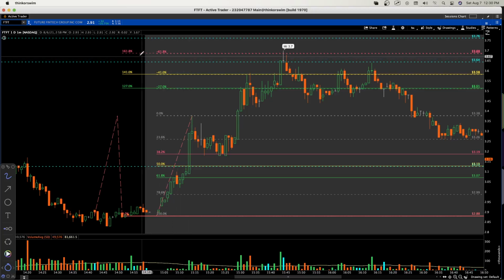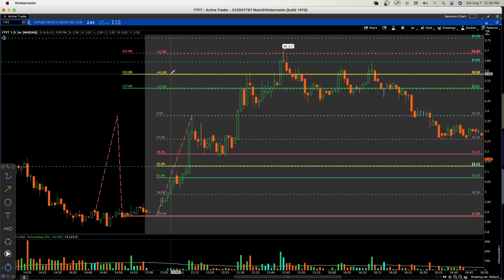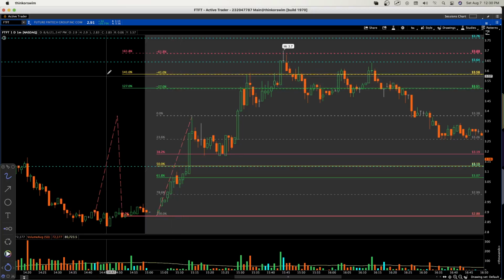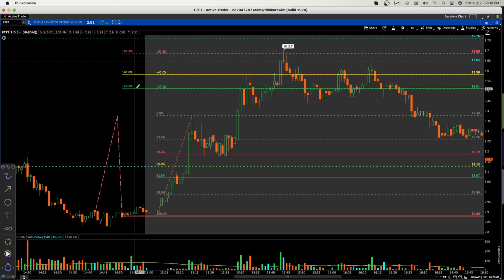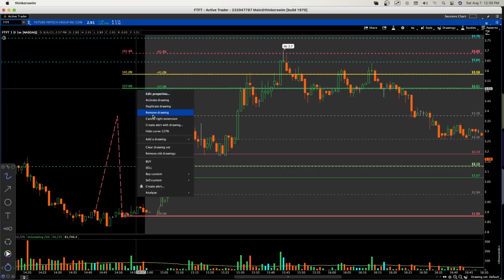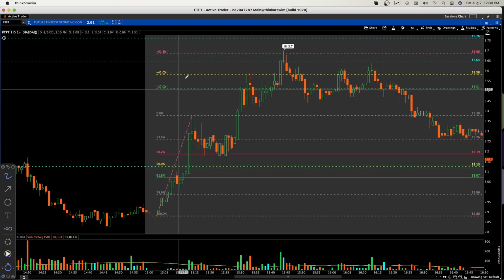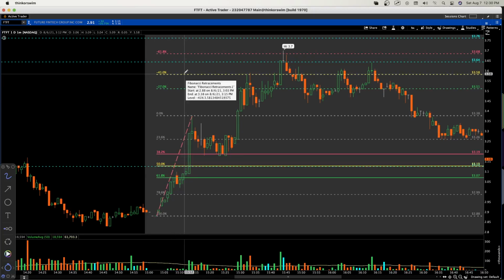You don't care about what the number looks like. You know that that's the 61.8 level, you know that that's a 41% level, and you know that that's a 27% level. 127, 141, 161.8. So they're the same. It just saves you another step, so you don't have to go back and draw your extensions separately. Whenever you draw your retracements, your extensions are totally ready to go for you.